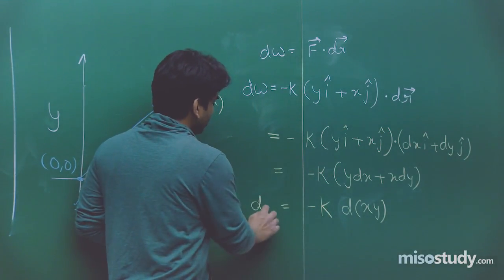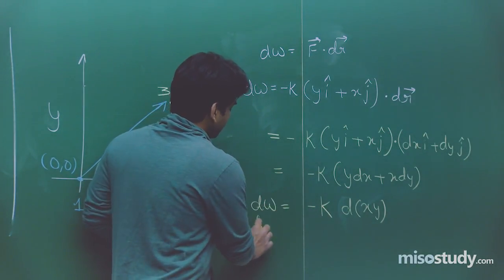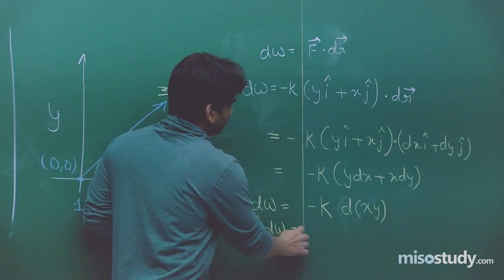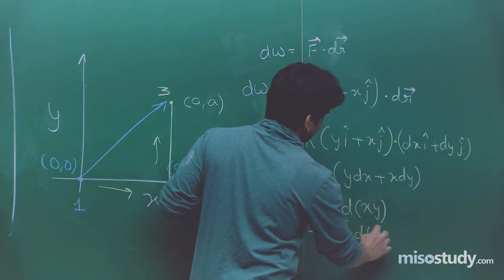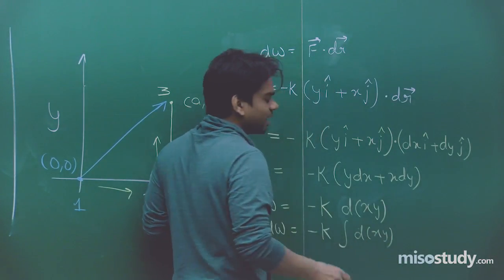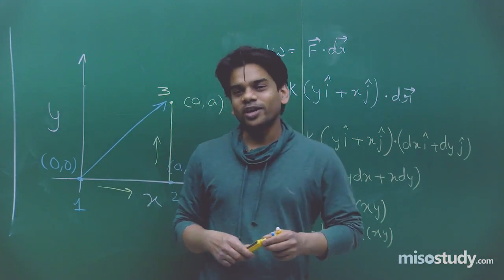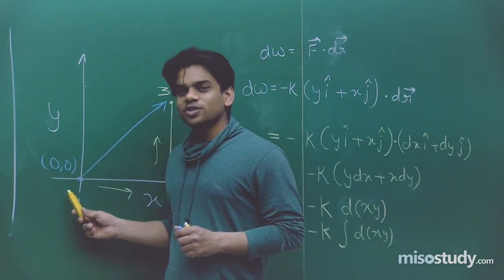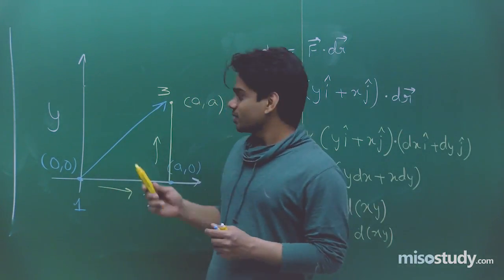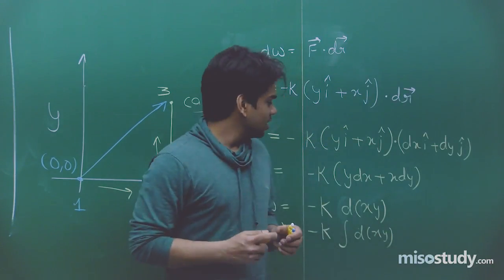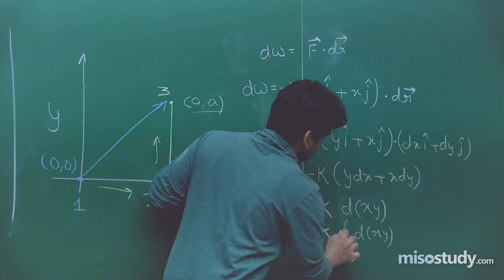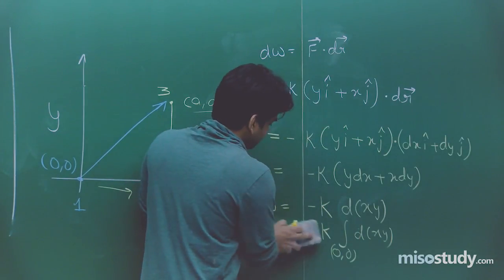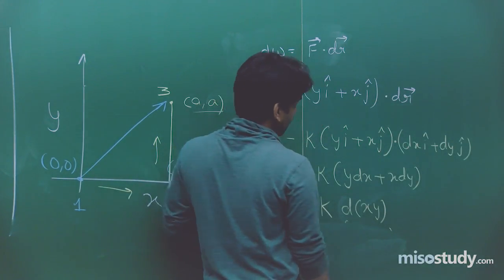This is actually small work done. The total work done will be the integration of this dW, which will be equal to minus k times the integration of d(xy). Put the xy limits. You see the initial point and final point. Why did I show it here? Initial is 0, 0, final is a, a, that you can observe. So I'll put the limits 0, 0 to a, a, and here we have less space. Let me use the top part of the board.